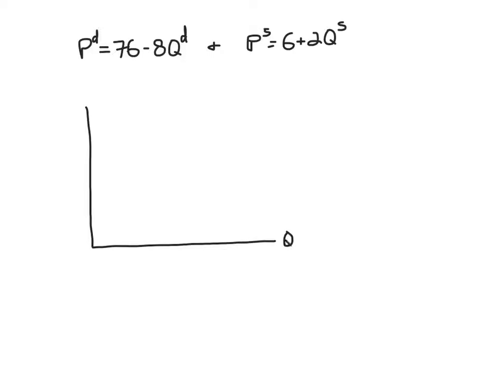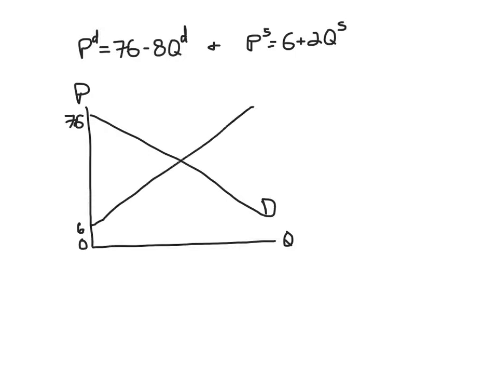So quantity on the x-axis, price on the y-axis. And then for our demand curve, the y-intercept is 76, so that's what we start at up here, and the slope is -8. I never really draw this stuff to scale, so something downward sloping. There's our demand curve. Our supply curve has a y-intercept of 6, so it starts at 6, right? It doesn't start at 0, but at 6, and has a positive slope of 2.